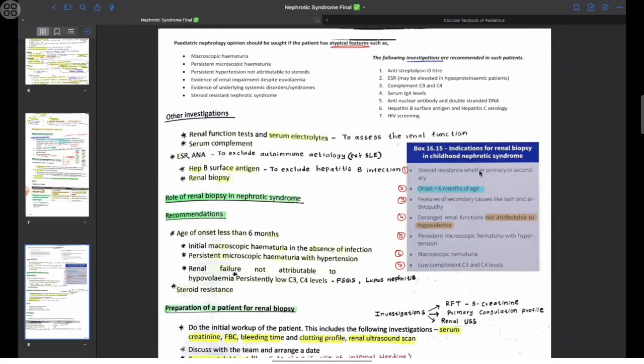So what are the indications for renal biopsy? So there is steroid resistance, whether it is primary or secondary, if the patient is steroid resistant. Okay, so remember, if there is steroid dependence with frequently relapsing or infrequently relapsing, then you don't need renal biopsy. So even in my long case, sir asked me, are you going to do a renal biopsy?